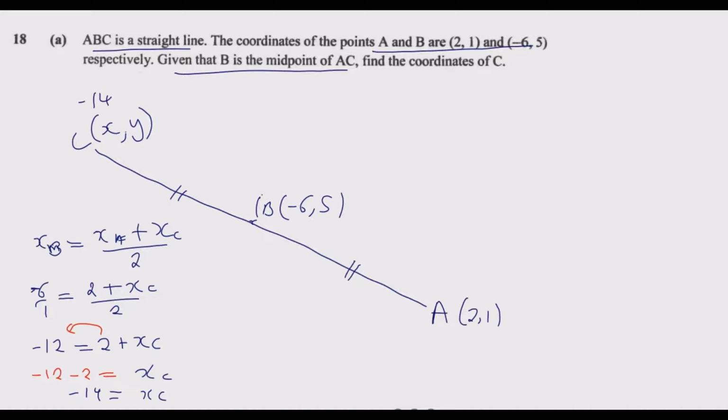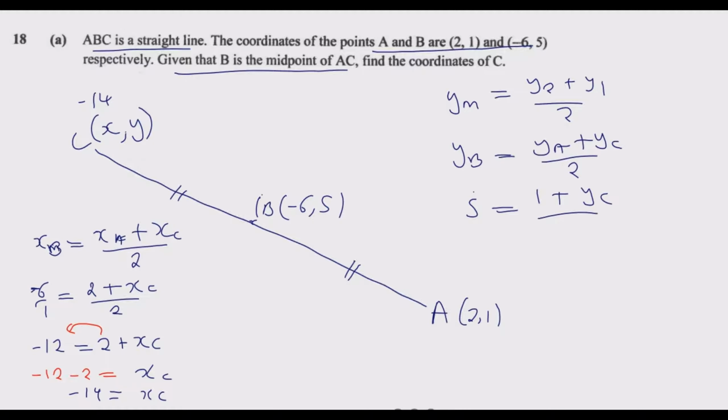Then we do the same for Y. In a similar way, generally, the midpoint of Y is equal to Y2 plus Y1 over 2. So Y at B, which is the midpoint, equals Y at A plus the value of Y at C, over 2. So the value of Y at B is equal to 5, equals then at A is 1, plus YC, which we are looking for, over 2. Then we cross multiply here, it will be 2 times 5, which is 10, equals 1 plus YC.